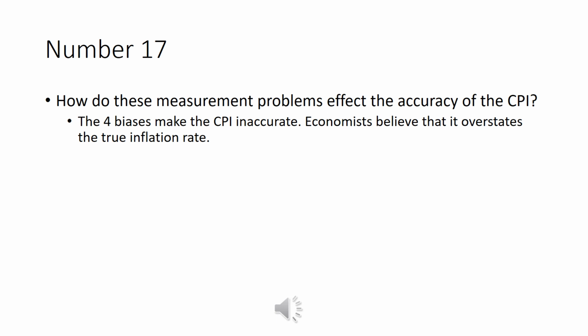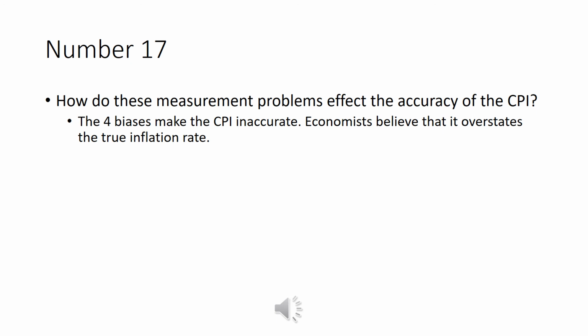So remember, there's four biases that make the CPI inaccurate. The first is the substitution bias. So when they construct that basket of goods that are used to construct the CPI, they assume that consumers are going to purchase the same goods every single month. But throughout the year, the basket of goods tends to change based on seasonal things and changes in prices throughout the year.